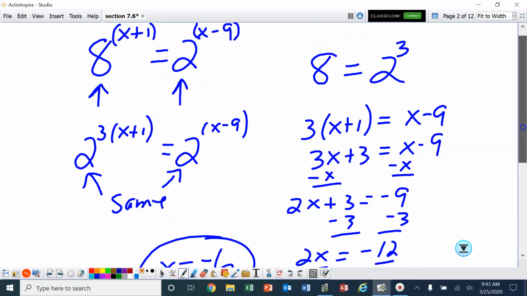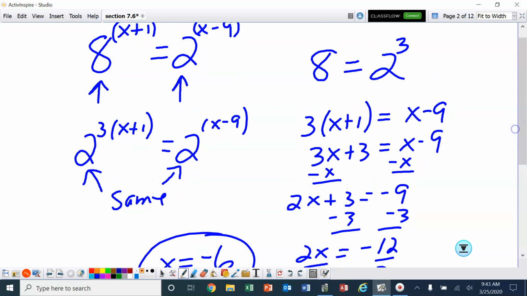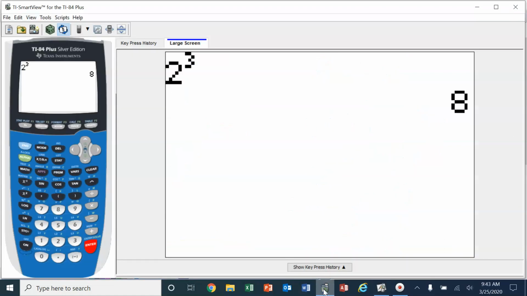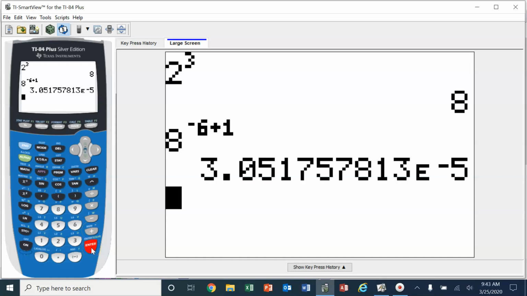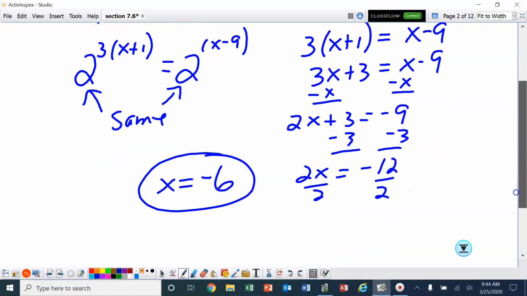If we plug that back in, just to show you, I'm going to plug that -6 in for x, and I'll show this with the calculator. If I put 8 to the -6 plus 1, you will see that gives me that ugly looking number. But then if I take 2 to the -6 minus 9, I get the exact same answer. So -6 is what we ended up with.